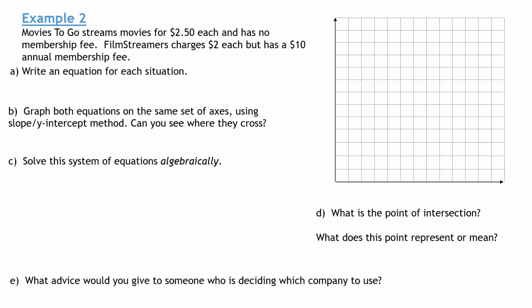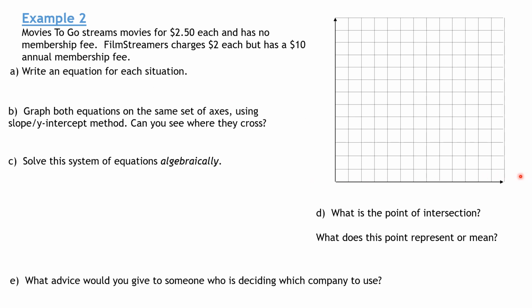Example 2. Now this is going to get crowded here, so either get another piece of paper or write small. We've got Movies to Go, and they stream movies for $2.50 each, and they have no membership fee. Film Streamers charges $2 each, but has a $10 annual membership fee. Write an equation for each situation. So each situation means we've got Movies to Go and we've got Film Streamers. So what we have to do is take this English stuff here, these words, and we have to translate them into math. So we're going to need some letters, some X's and Y's.